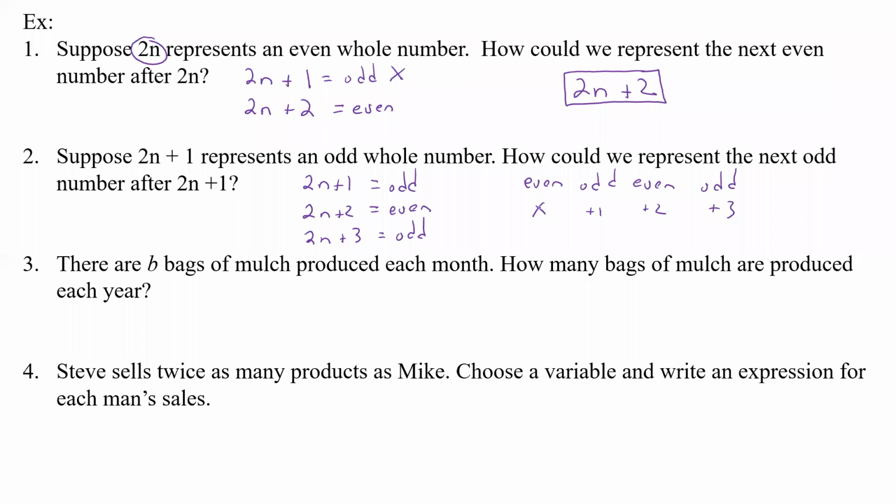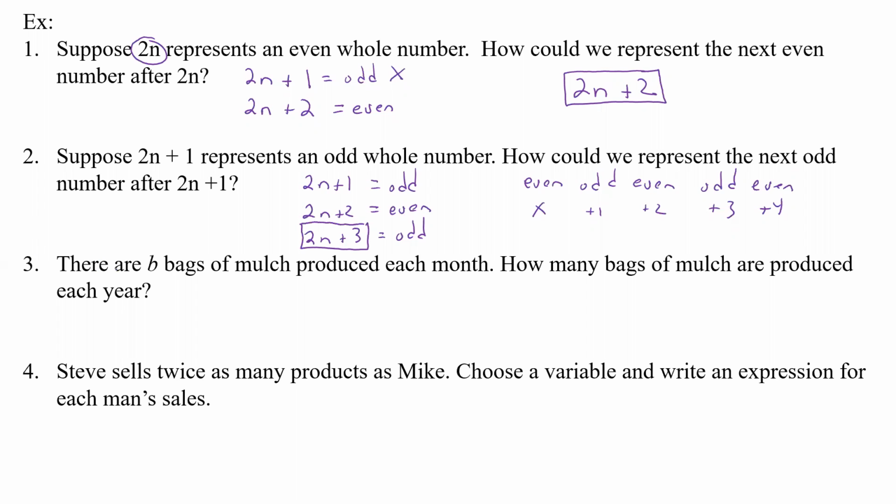Now, if we wanted to get to the next odd, we just add 1. And if we want to get to 2 odds, we add 3. And if we want to go to 2 evens, we can do that, we can add 4. But we just want the next odd after 2n plus 1, and so that would be 2n plus 3. So again, it's about thinking about what the orders are. Here we had even, odd. So if this was the actual first one, the 2n plus 1, to get to the next one, we had to add 2, and so that's where we got that.